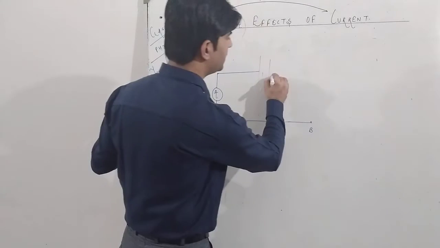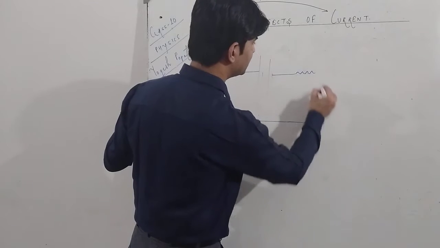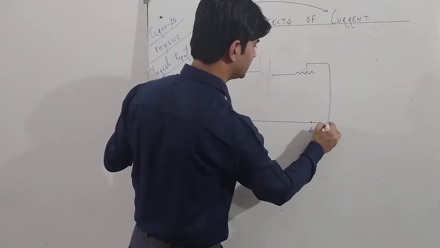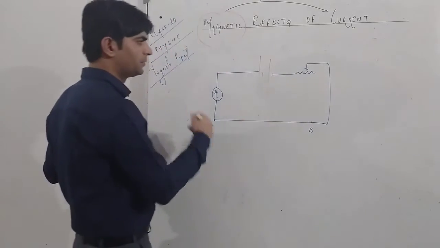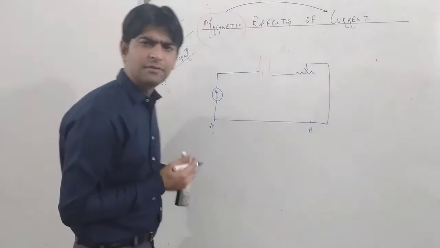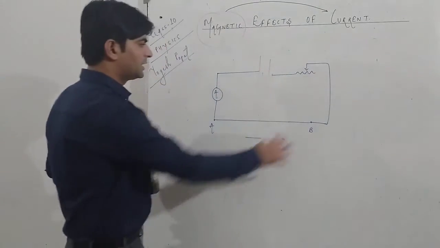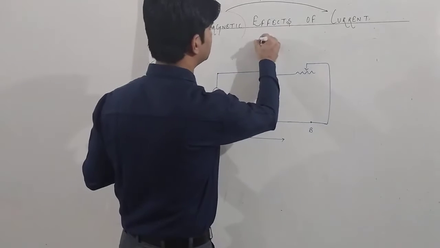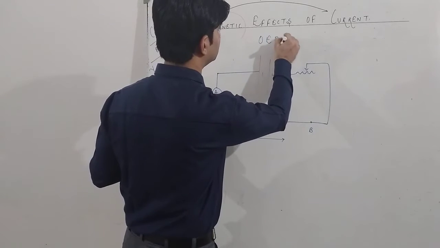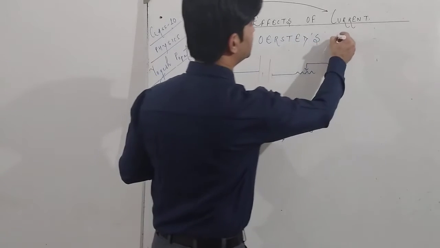AB. Here you can connect a rheostat, which is not very necessary, but you can connect a rheostat here just to change the value of current so that you will be able to see different kinds of deflection in the magnetic needle. So this is the particular arrangement of the circuit, and this experiment is called Oersted's experiment.